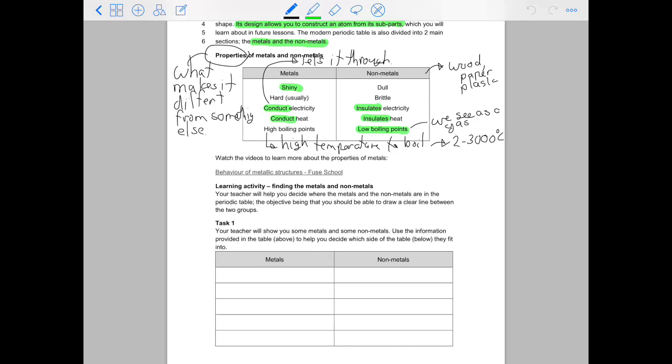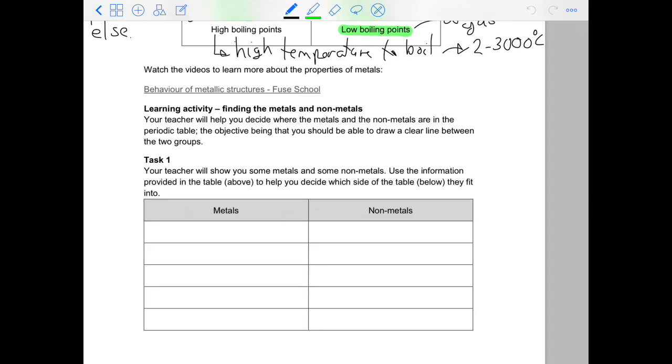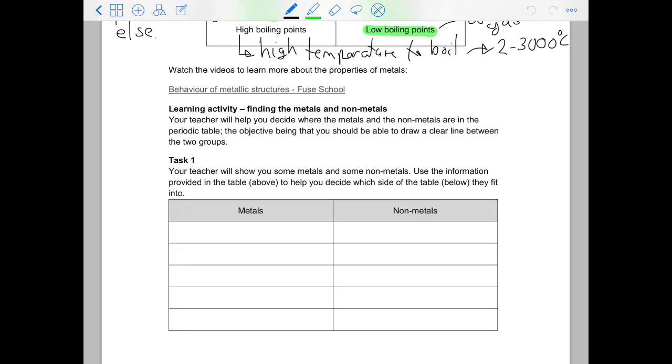So now that you have more of an idea of the metals and non-metals and why they behave the way that they do, what I'd like you to do is find a periodic table, either in your booklet, which your teacher's provided, or just quickly Google one, and look at all the elements that you can and see which ones you know are metals and which ones you know are non-metals.